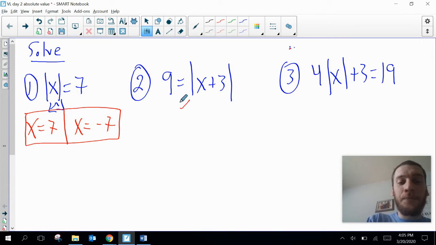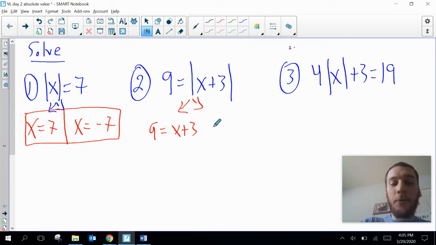Number 2, same thing. We got to make sure that this is isolated, as you got from the notes. And once it is isolated, one way is just as it is, 9 equals x plus 3. And the other way would be the opposite of 9 equals x plus 3. So the x plus 3 stays the same. Whatever's in the bars is always going to stay the same. And then we just solve both of these.